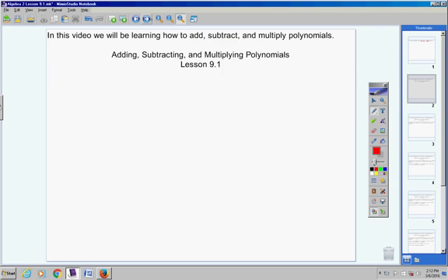Your heading for today is adding, subtracting, and multiplying polynomials, lesson 9.1. And as always, be sure and include today's date. Okay, be sure and include today's date.